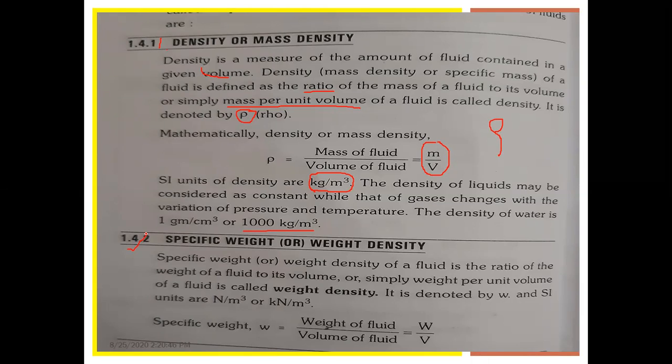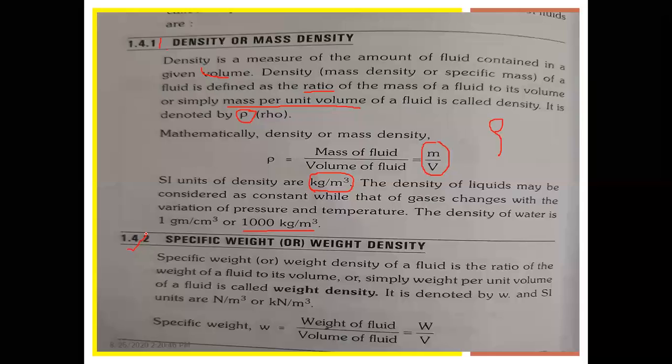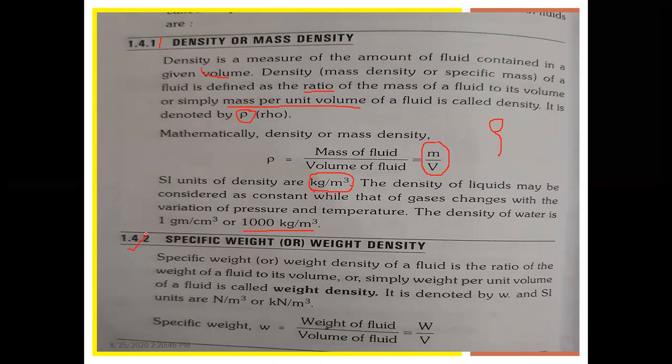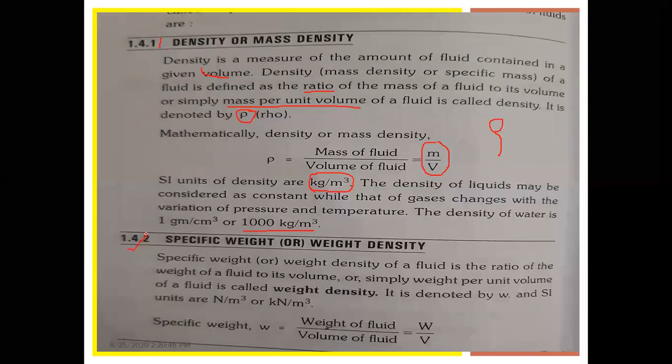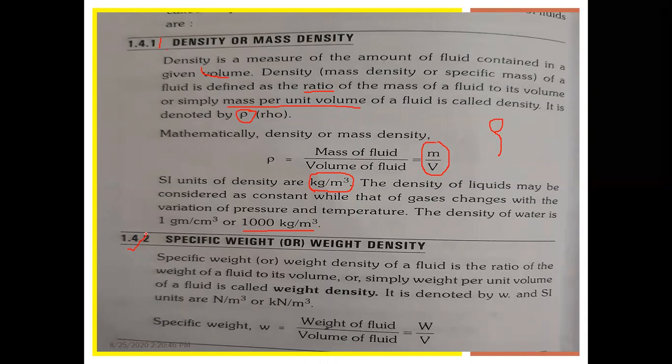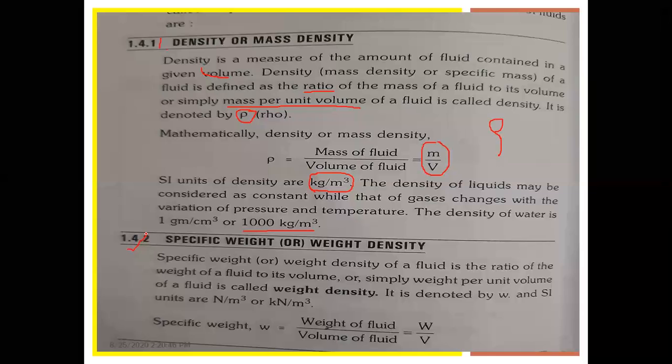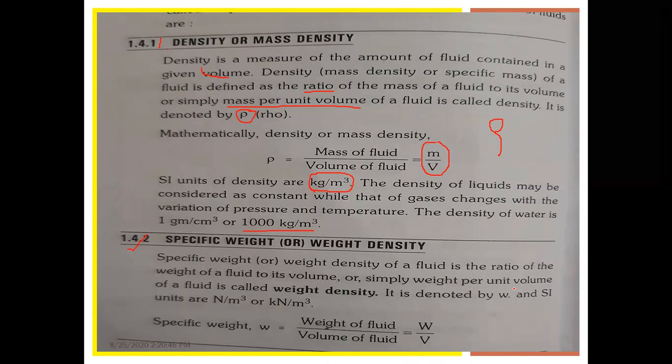It is defined as the ratio of weight of the fluid to its volume. దాని volume తో దాని weight ఎంతనో మనం చెక్ చేస్తున్నాం. That is nothing but the specific weight of the fluid, or simply the weight per unit volume. The simply weight per unit volume of fluid is called weight density. We are calling them as weight density. It is denoted by w, and SI units we can say it is Newton per meter cube or kilonewton per meter cube. Newtons per meter cube or kilonewtons per meter cube.